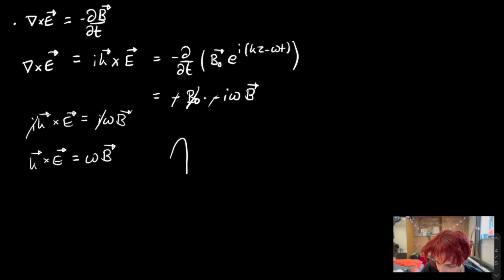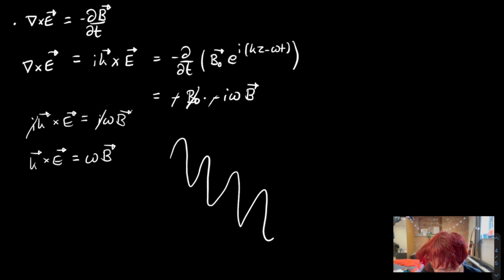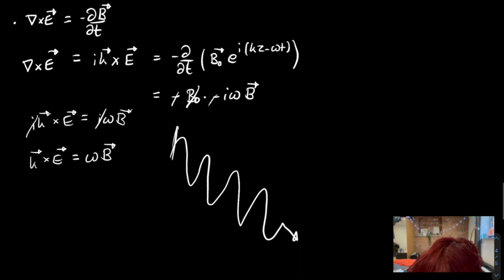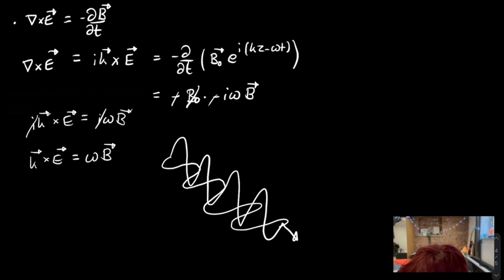And so you get the hopefully familiar diagram. If you have a wave traveling in this direction, the electric field oscillates kind of up and down in this plane, but you have the magnetic field oscillating in this plane right here at right angles right there. And they're oscillating in phase with the same frequency omega right here.